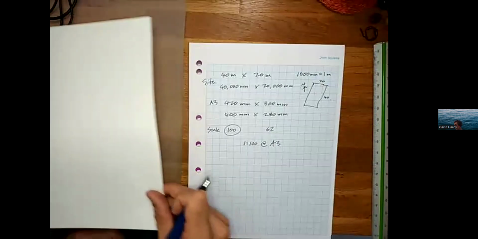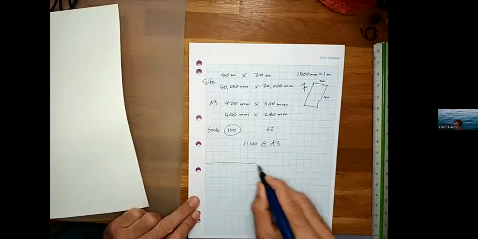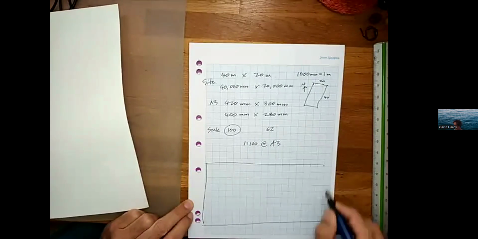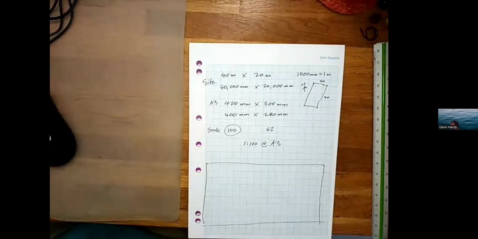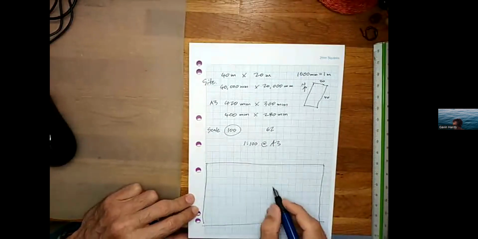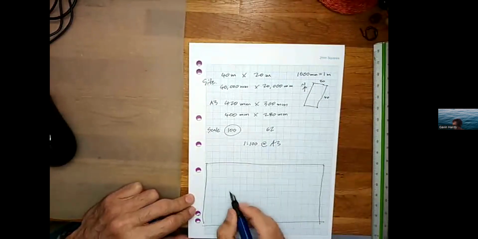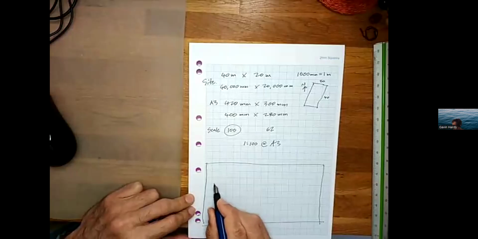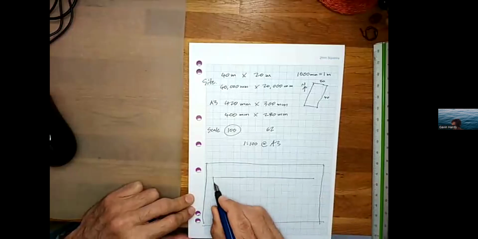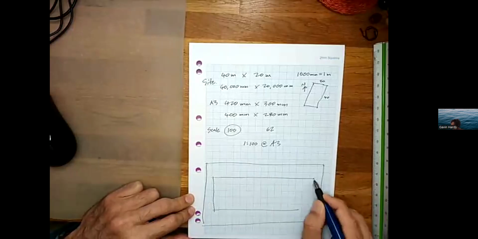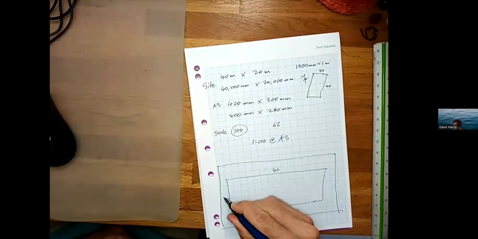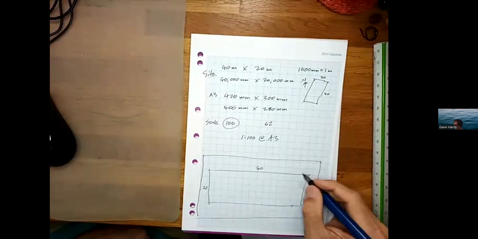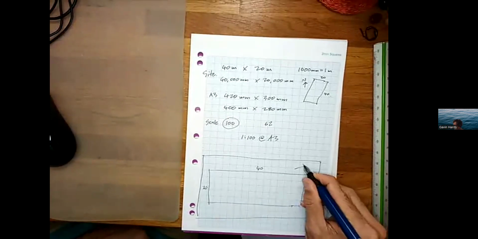So I would be, if this is my A3 sheet again, I would be drawing this particular plan so that the 40-meter length is along there and the 20-meter length is along there. So that's my property. Okay. So that's 40 by 20. And north would be, therefore, on that slight angle.